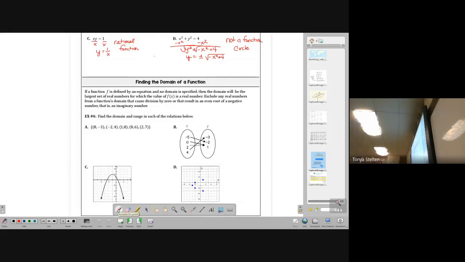So domain are all the X's. Remember that from yesterday. So here are different situations that you could have to find the domain. If you just have a set of numbers, you're looking at the X's, and then you just say from the least to the greatest number.